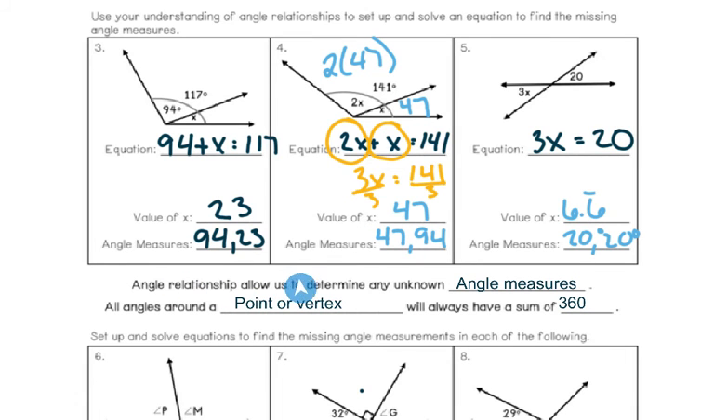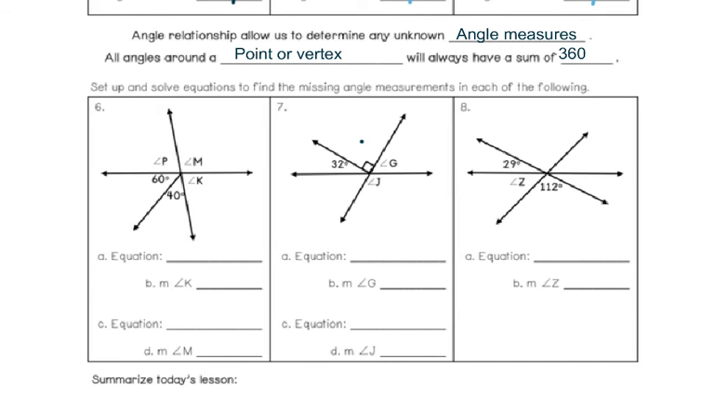Angle relationships allow us to determine any unknown angle measures. All angles around a point or a vertex will always have a sum of 360. So we saw that in our diagram on the front where we had 2 intersecting lines and all of the angles around that added up to be 180 or 360. So now we have these diagrams that look just a little bit more complicated because we do have quite a few angles around that point. But we know that all of these angles added together should equal 360.